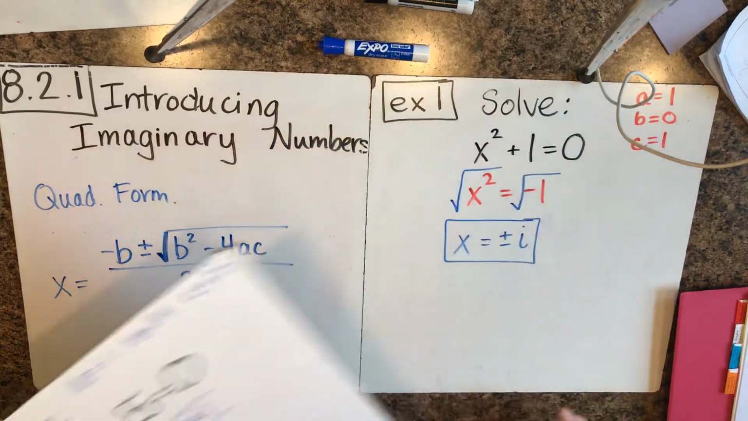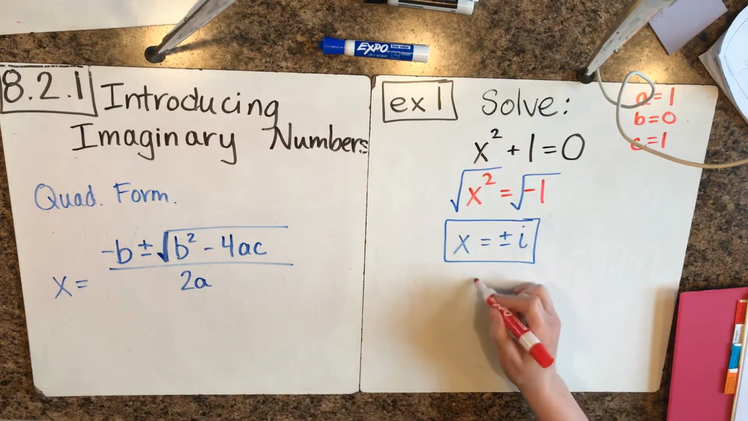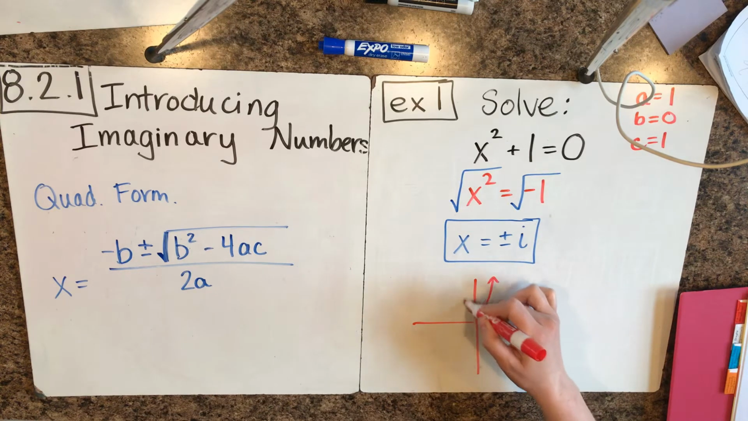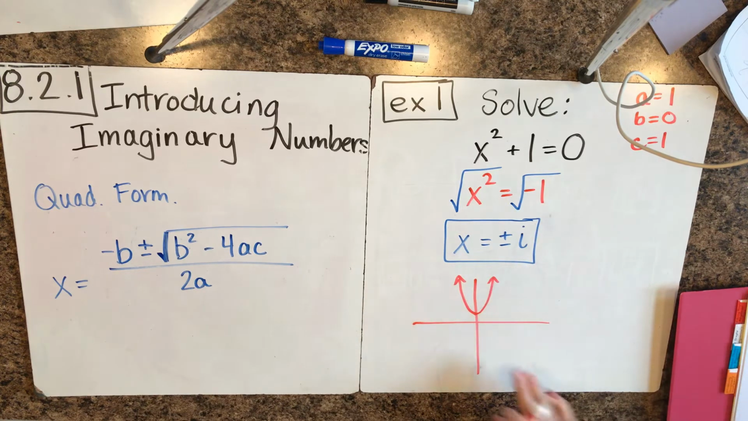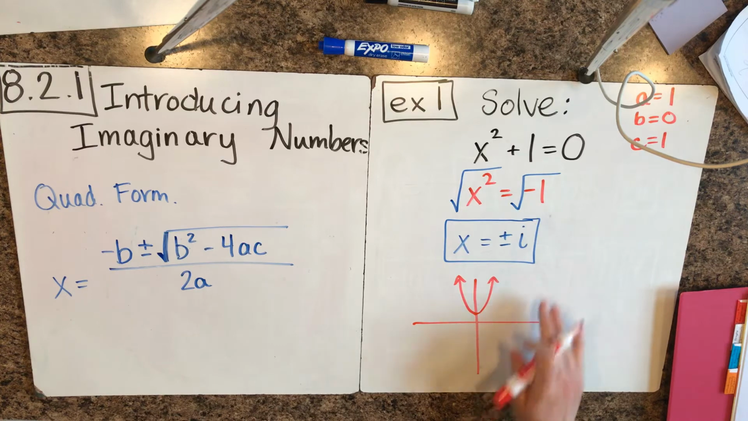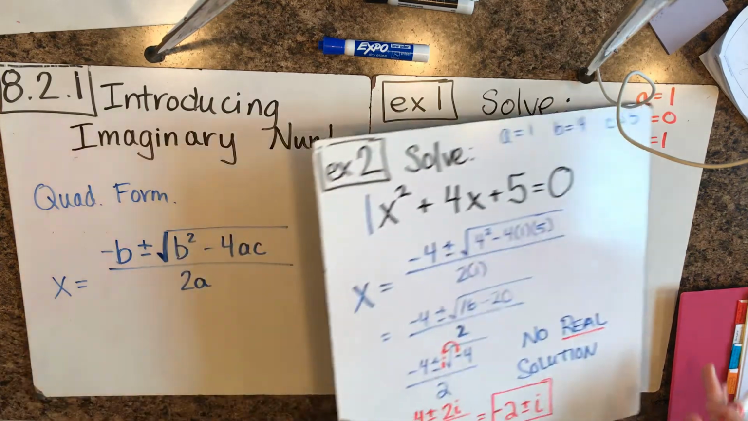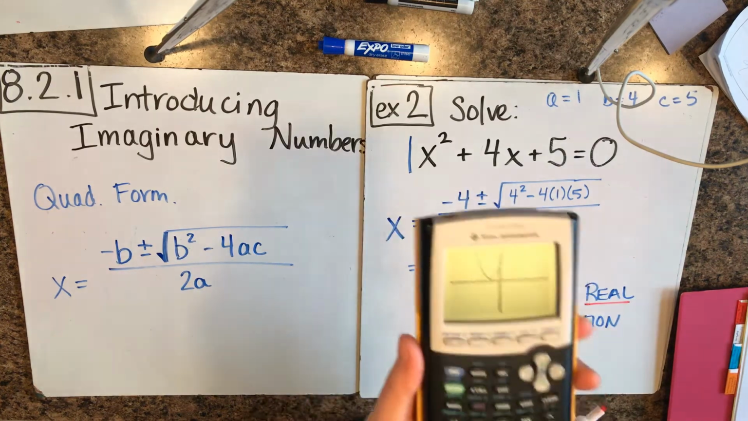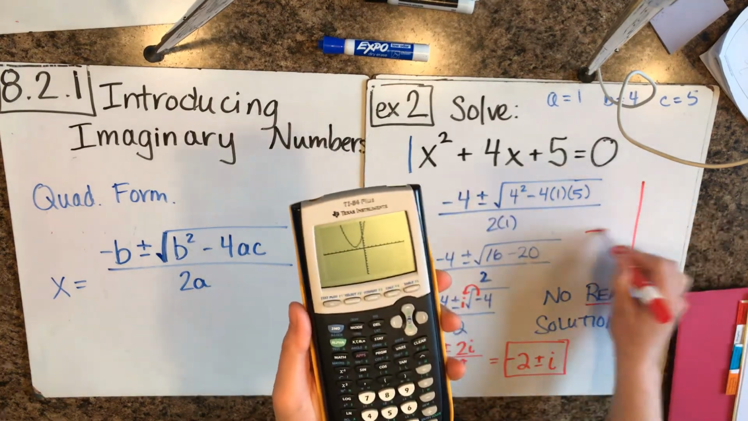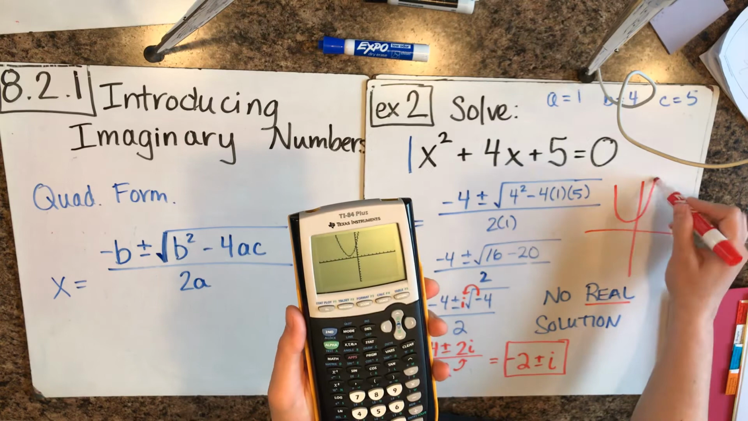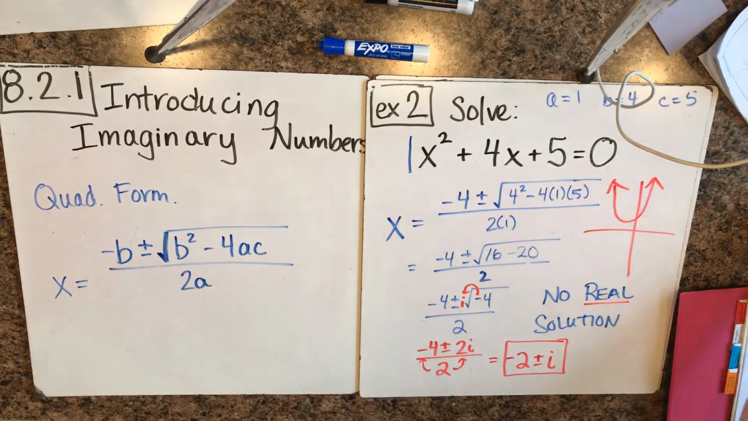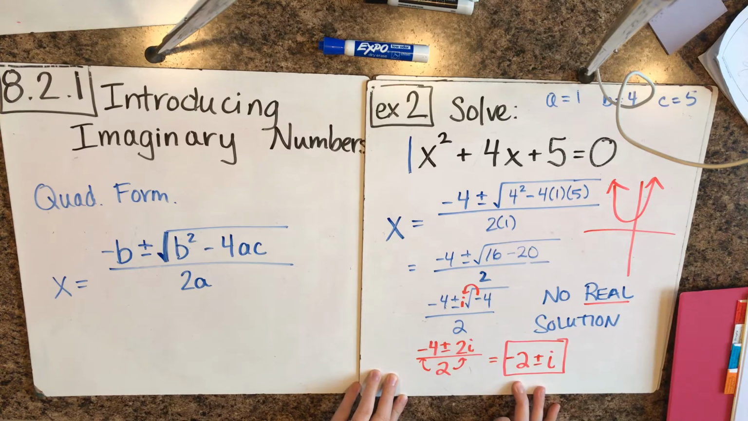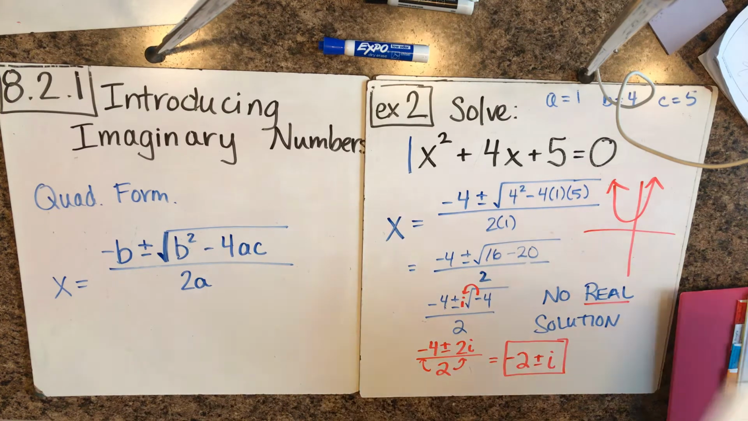Let's think for a second about what this graph looks like. If I have x squared plus 1, it's just my parabola shifted up once. Okay, that's never going to cross the x-axis. That's how I know it's going to have imaginary solutions. Same thing here. If I graph on my calculator, I'm getting a parabola that looks like that. Okay, never crossing the x-axis. Therefore, it has some imaginary solutions.